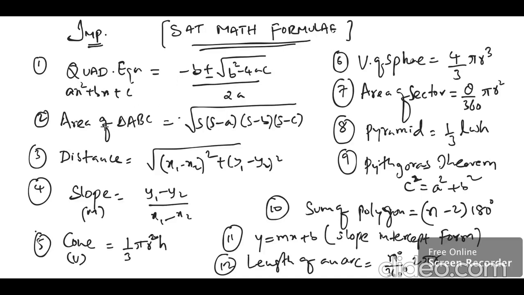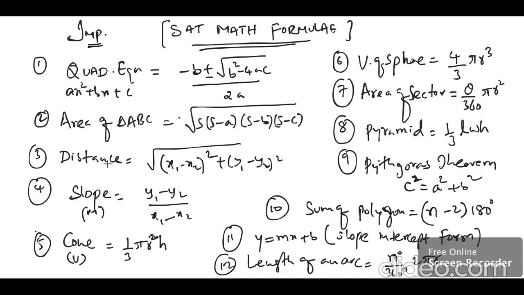Moving on to the next formula, we have the area of triangle ABC. Whenever you have a triangle with sides, remember, you can use the square root of s times s minus a, times s minus b, times s minus c, where s is nothing but the semi-perimeter. Remember, when I say perimeter, it means the sum of the lengths of the triangle's sides, and that divided by 2 is the semi-perimeter. Remember that.